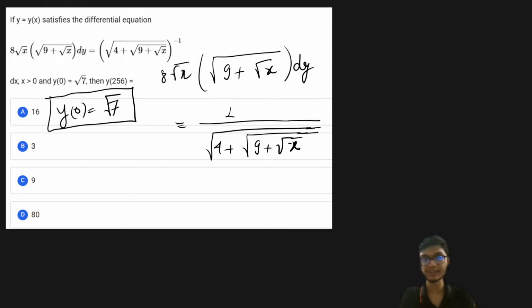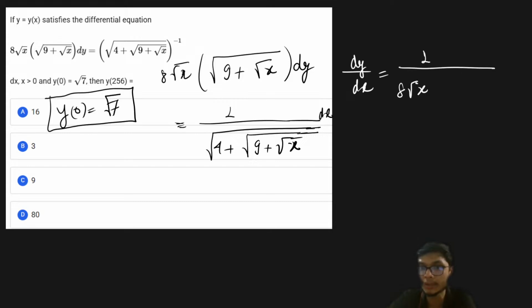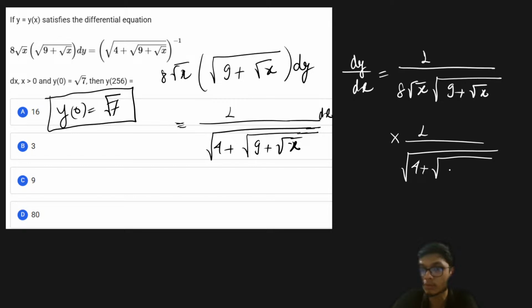Now this problem is very interesting. I also love this problem very much. It is not very simple in terms that you will not get the result very easily, right? But there is one dx term over here, don't forget. So first of all, let us represent this in the differential equation form, that is dy by dx is equal to 1 upon 8 root x into square root of 9 plus square root of x into 1 upon square root of 4 plus square root of 9 plus square root of x, right?